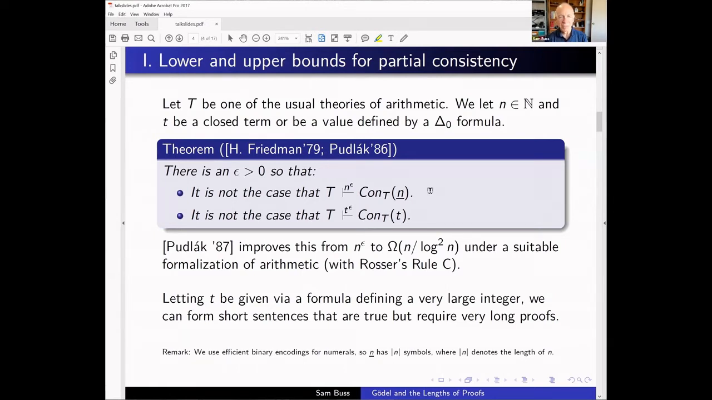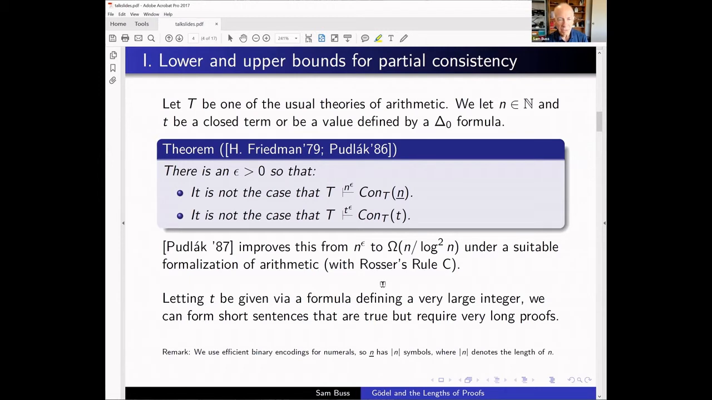The other comment is that because we can define very large values t with delta naught formulas, the second part, that t doesn't have proofs of length t to the epsilon of con t of t, gives us a nice way of forming short sentences that are true but require very long proofs.